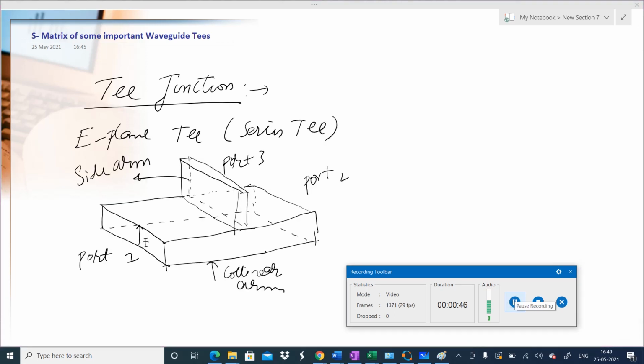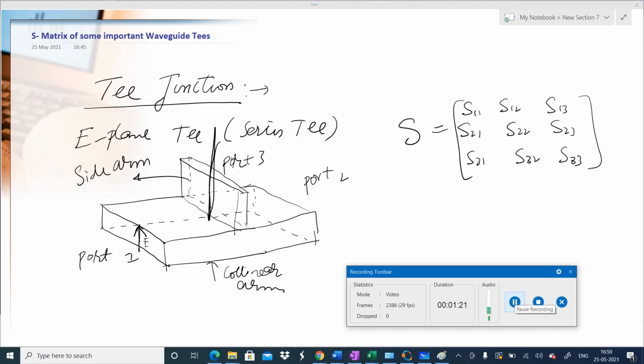Here I have drawn this E-plane T junction. The reason for calling this E-plane T is the electric field is parallel to the axis of side arm. Okay, so here is the side arm and here is this axis, and electric field here is parallel to this. We call it E-plane T. As I have told in last lecture also, since it is a three-port network, it will have a 3x3 S matrix defined in this way, definitely with 9 different elements.